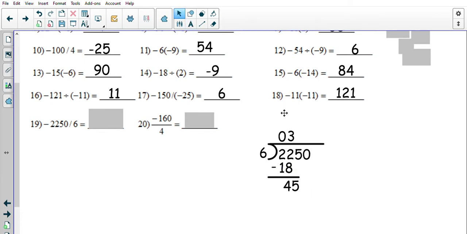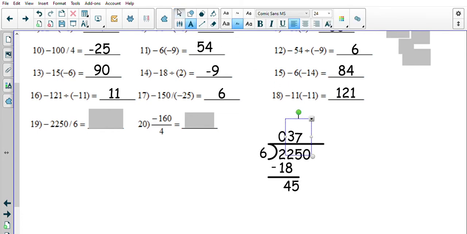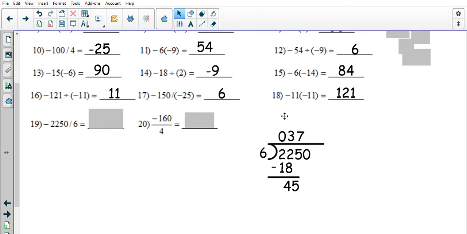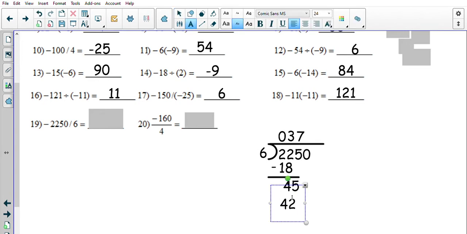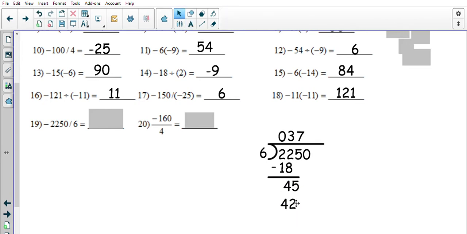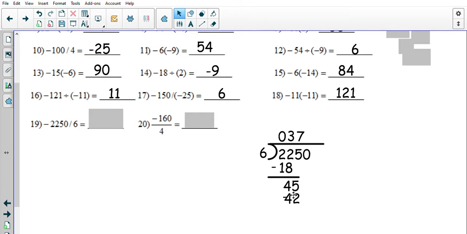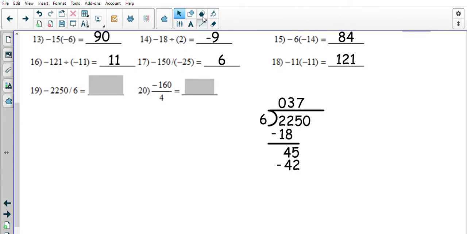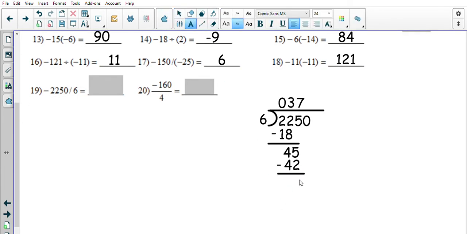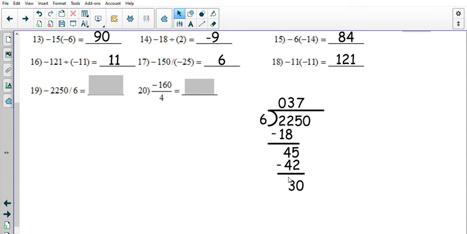6 goes into 45 7 times. That's going to get us 42 without going over. So let me put my 42 down here. And we're going to subtract 42 from 45. Again, just organizing everything. Let me slide this up so it's a little easier for you to see. 45 minus 42 is going to get us 3. And then, of course, we're going to bring down that 0. And these will all work out evenly.